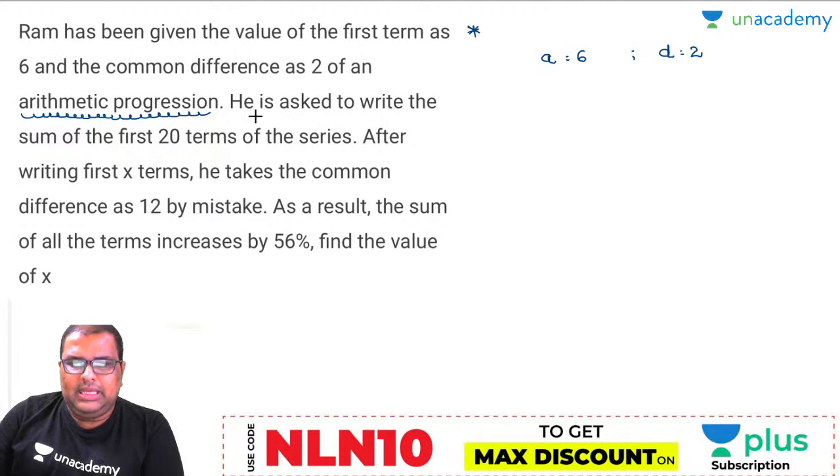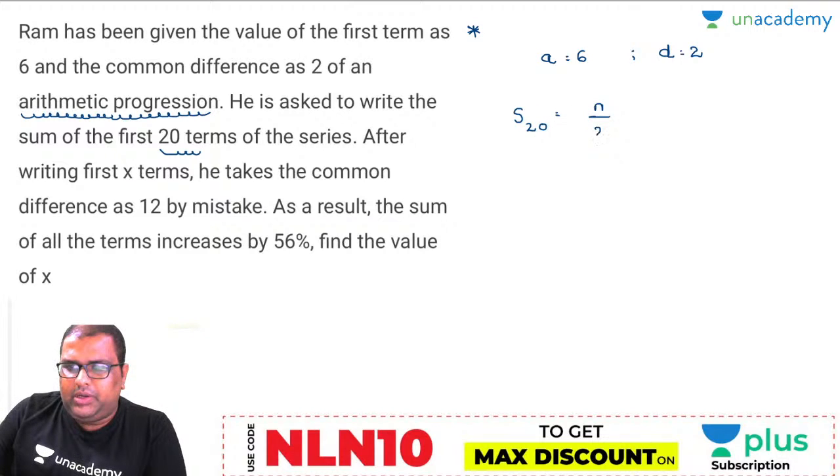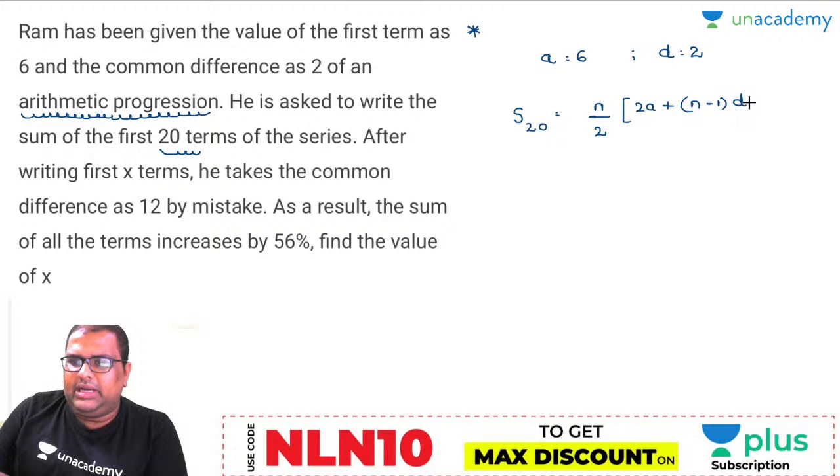Right. He is asked to write the sum of first 20 terms of the series. Now naturally, if I find out the sum of 20 terms of a series, this is nothing but the formula n by 2 into 2a plus n minus 1 into d. So by this please let me know the sum of 20 terms there. Can anybody in the comment section box?